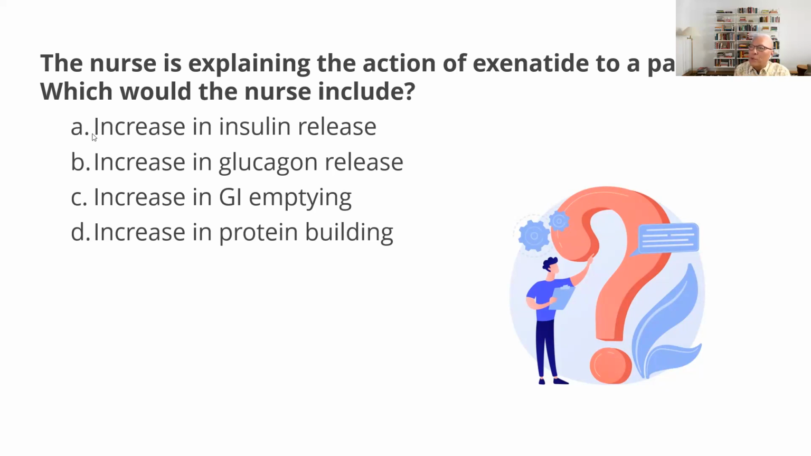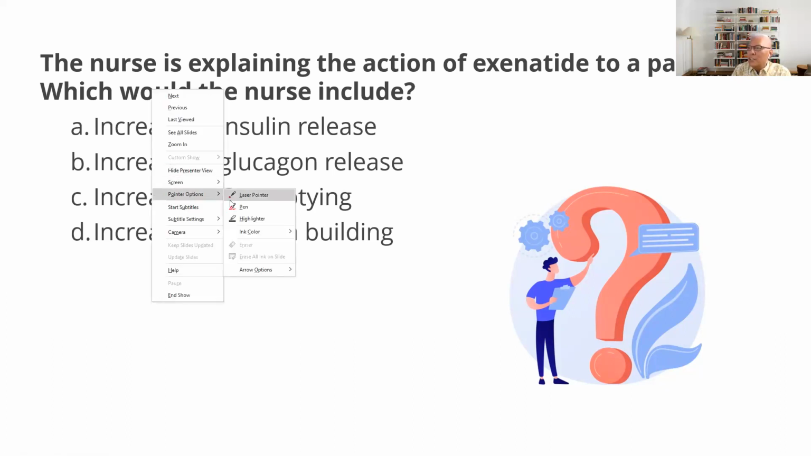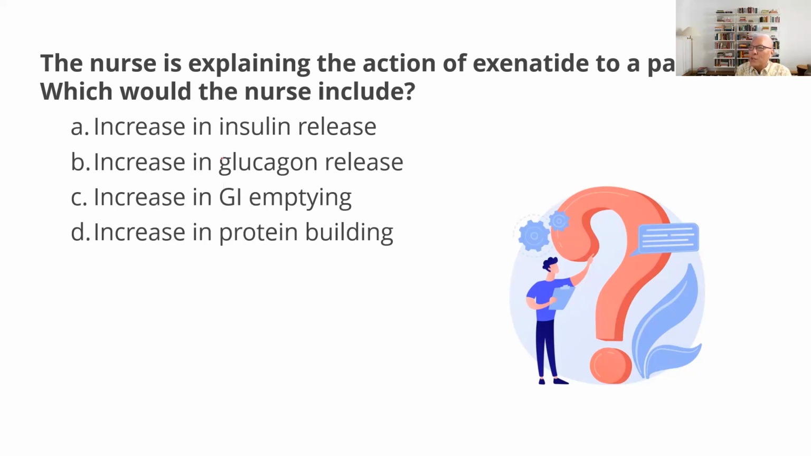Very good. So in looking at this, we'll just look at strategy. And over here, it increases the insulin release. And because it's an incretin mimetic, increased glucagon would increase blood sugar, so this should be decreased. This should be decreased as well. And protein building, it increases protein building? No, it would not. So letter A is the correct response.